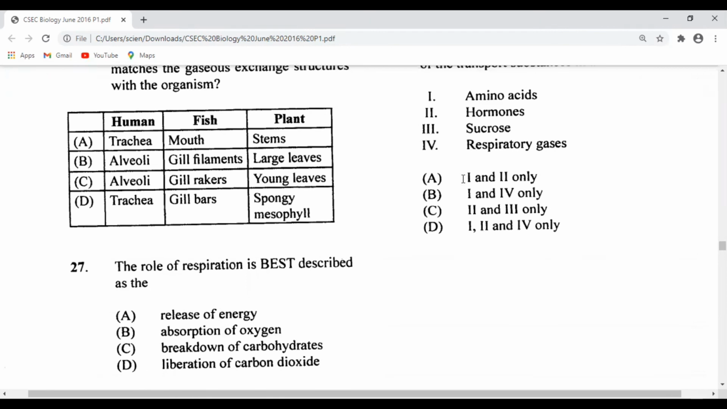27. The role of respiration is best described as the release of energy from food. So that would be A, the release of energy from food. So it would be A. I don't need to go any further.